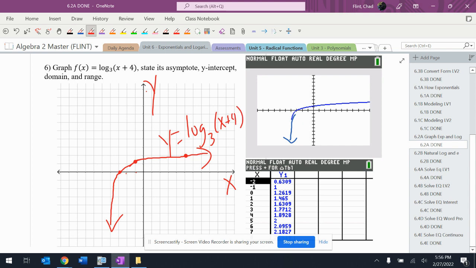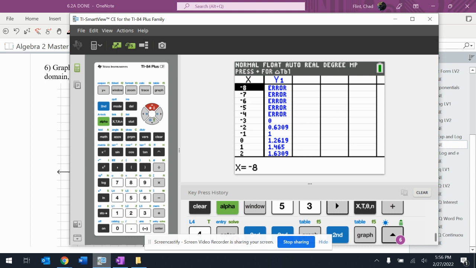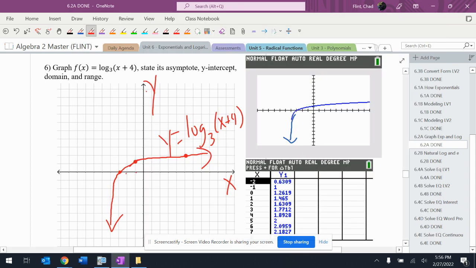This one's a little harder to graph, all right, because I have to be a little inventive there. So again, I went to here, I looked at this, and I see at negative 3, it's at 0, and then at negative 4, it's an error. That means the x never gets to negative 4. That's how I know that it is right there, like that.